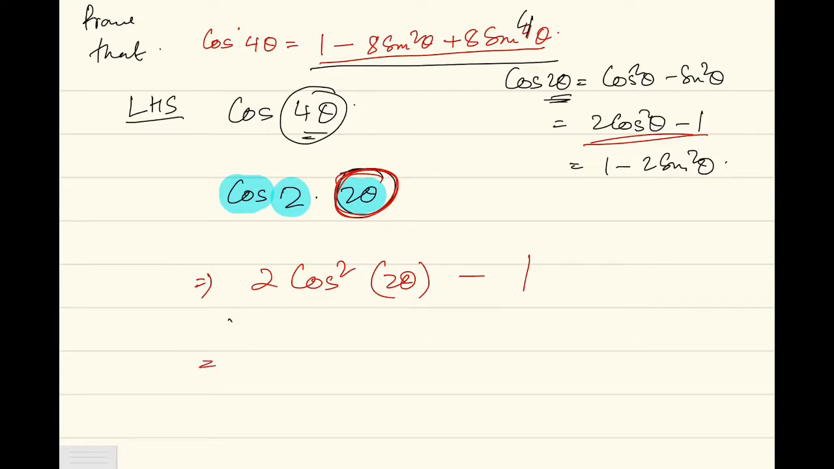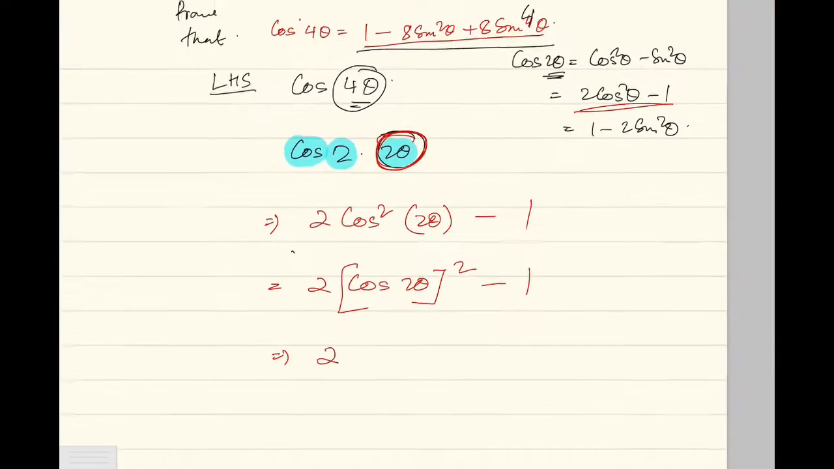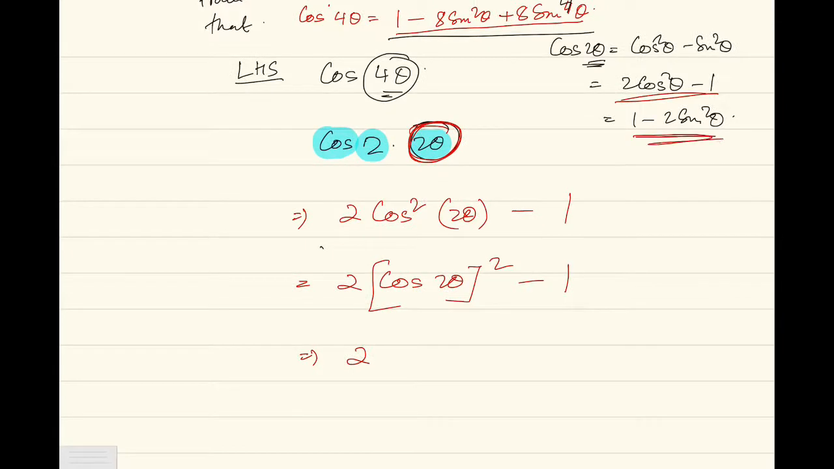Okay, now I can write 2 cos 2 theta. Can I write the square outside and then minus 1? Okay, preferable. That gives me now 2, again the formula of cos 2 theta. Now ultimately I'll write in terms of sine, because that's the last change now. Now 1 minus 2 sine square theta whole square minus 1, correct?